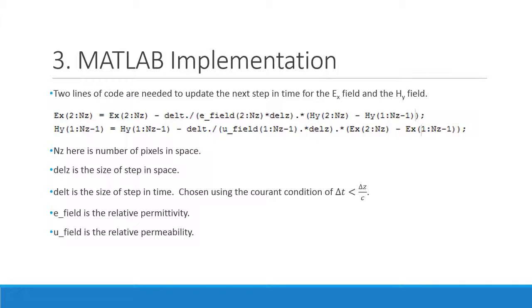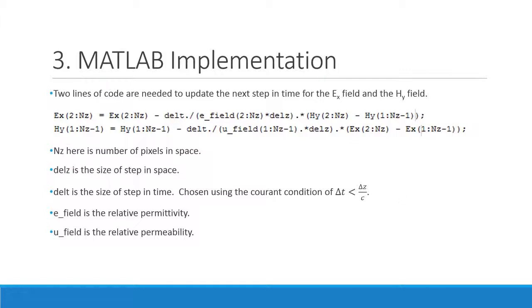Del T is less than del Z over C, where C is actually just the speed at which the wave is traveling. Here we're going to assume it's the speed of light, and then to thoroughly satisfy it in our code we're going to use 2 times C. So our del T is actually equal to del Z divided by 2C. The E field here is the relative permittivity, and the U field here is the relative permeability.